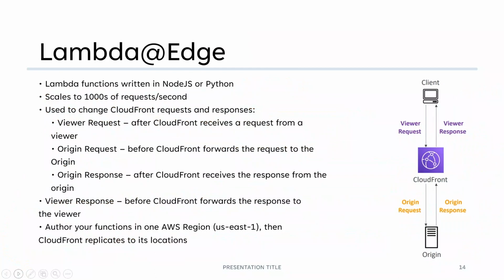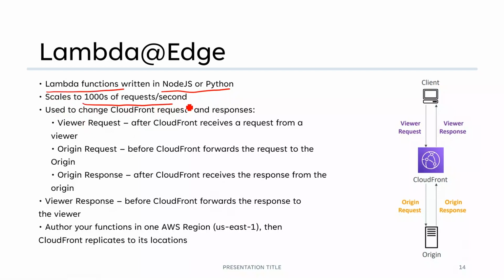These are pure Lambda functions. CloudFront functions are managed within CloudFront. Lambda@Edge functions are pure Lambda functions. You are going to create them like you create Lambda functions, like we just saw in an example. So Lambda functions written in Node.js or Python, right? You have to write in these two languages. And these are actual Lambda functions.